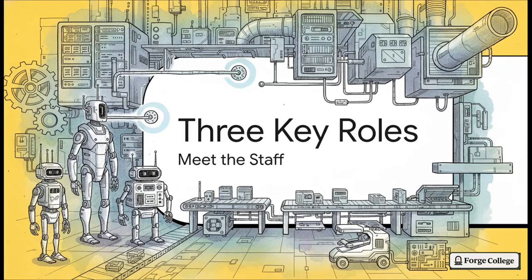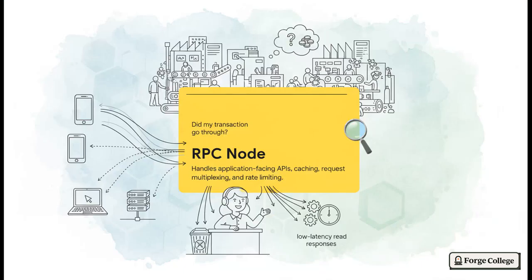Section 2, 3 key node roles. It's time to meet the staff. Understanding the unique personality and, well, the job description of each role will completely change how you design your client architecture. So first up, we have the RPC node.